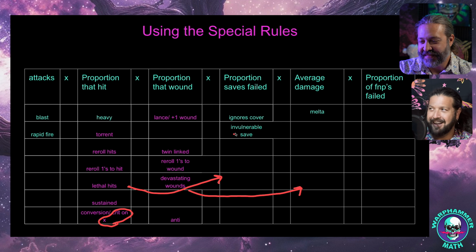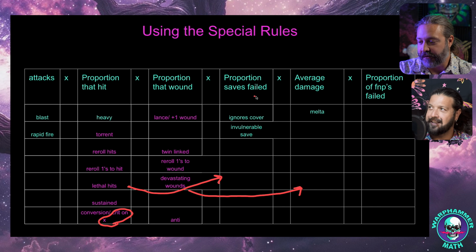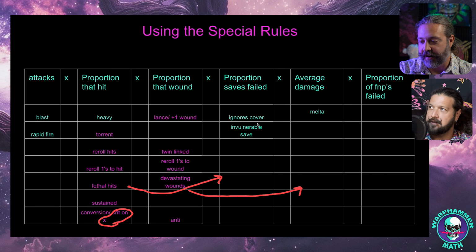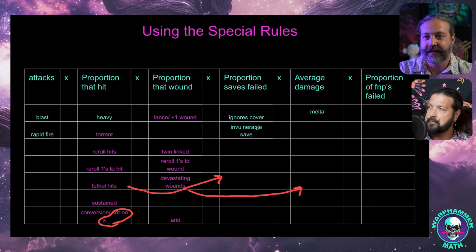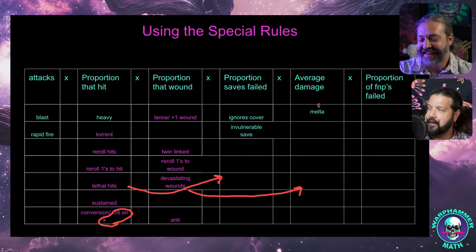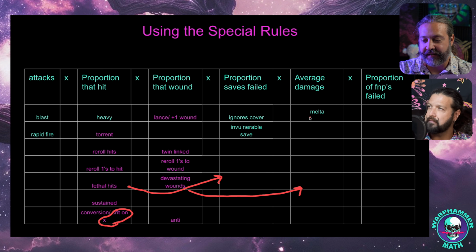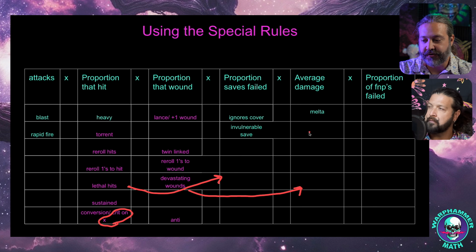You got it. Other special rules we've got to worry about for save rolls, or for the save gate, we've got Ignore Cover and the invulnerable save. I'm not going to talk about these extensively because I feel like they're a little bit obvious. Yeah. On the damage roll, we have things like Melta or -1 damage or half damage.